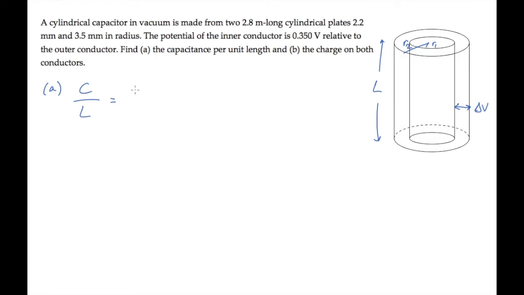We can use the definition of capacitance and substitute in Q over delta V, which gives us this expression, and then work out an expression for the potential difference delta V. We know the electric field is directed in the radial direction from the positive plate to the negative plate, so it's everywhere pointed like this, and the potential difference is the line integral of this electric field from the inner plate to the outer plate.